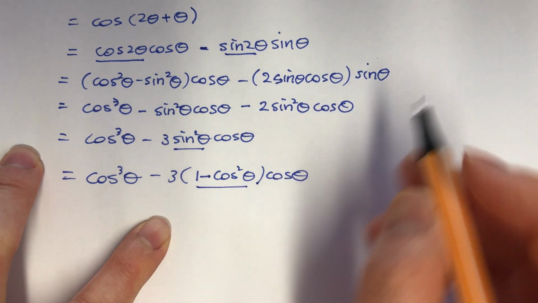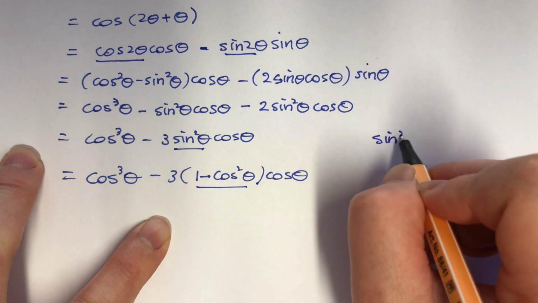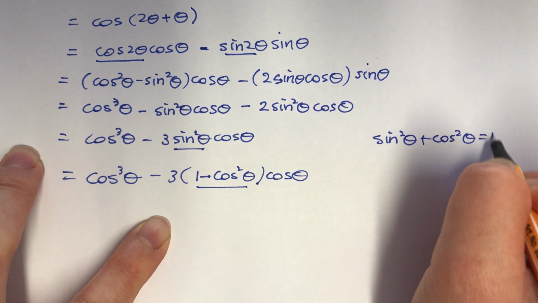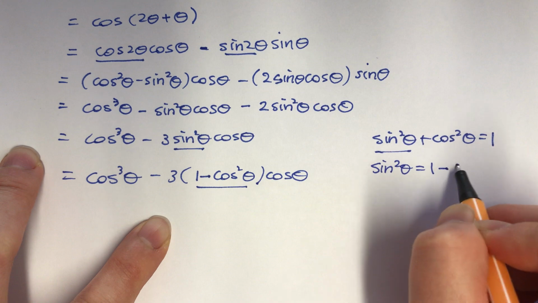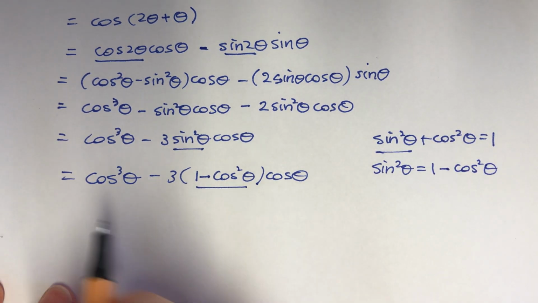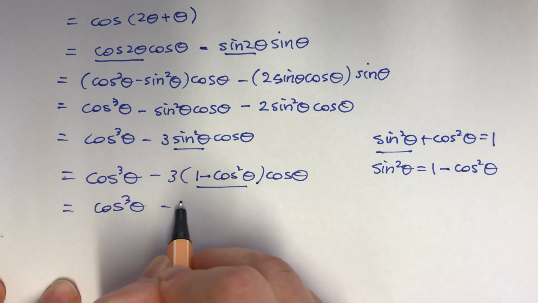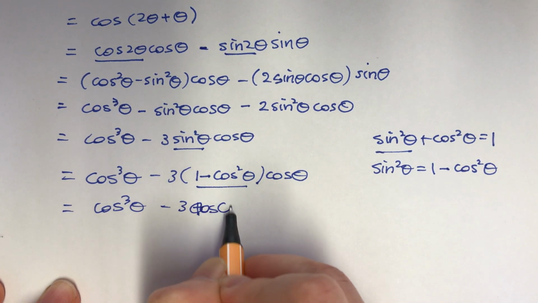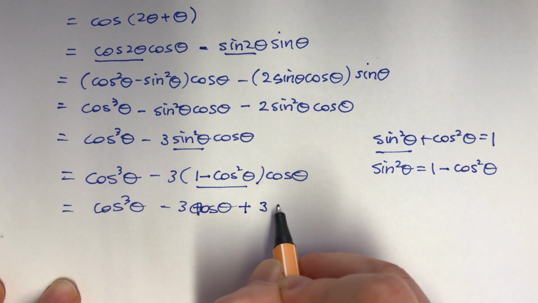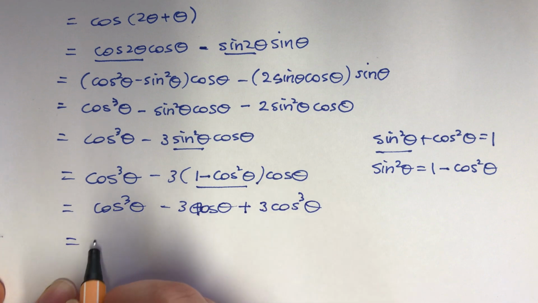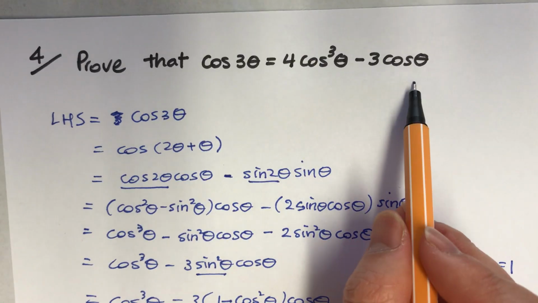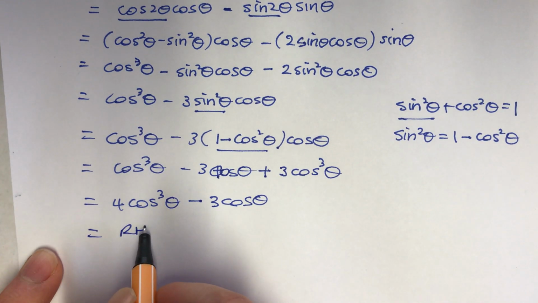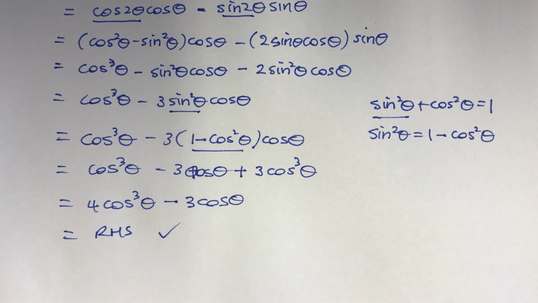Now, how do I get that? Guys, do you remember the identity sin squared theta plus cos squared theta equals 1? Now if I make sin squared theta the subject, it'd be 1 minus cos squared theta. So that's why I put that in there. So expand this: minus 3 cos theta, I forgot this one, plus 3 cos cubed theta. So I've got 4 cos cubed theta minus 3 cos theta, which is exactly the same as the right hand side, and done. Okay, so that's the last question. I think we've done it.